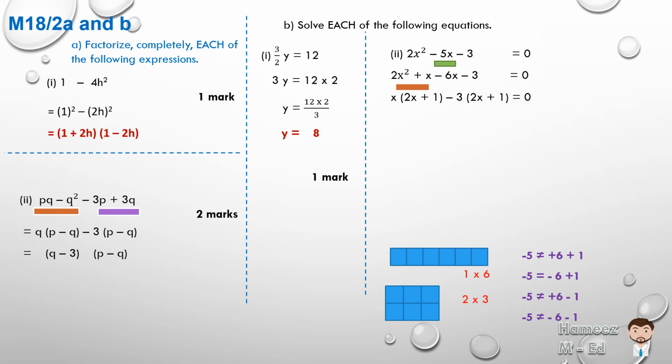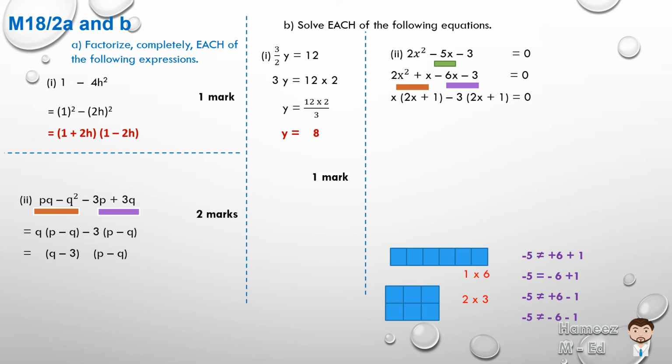2x squared, x by 1 is 1x. And let's put the purple line now and see we have minus 6x minus 3. When we factorize it, we want to end up with the same brackets, 2x plus 1. So what do we pull out? Minus 3. Let's check it. Minus 3 by 2x is minus 6x. Minus 3 by 1 is minus 3.